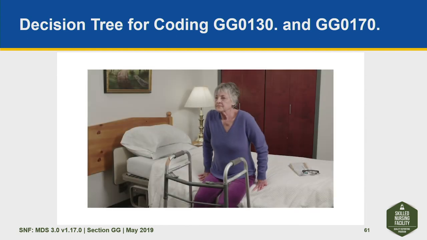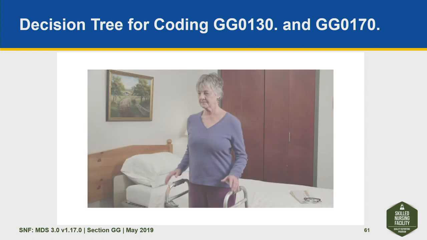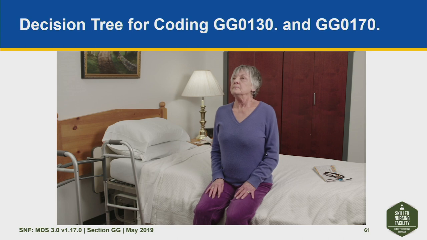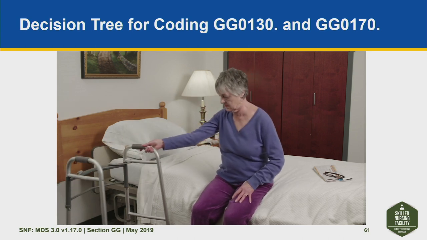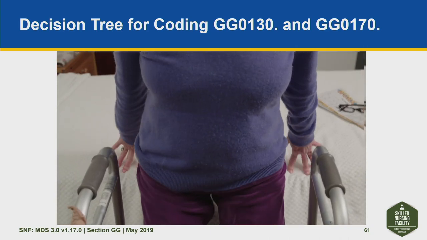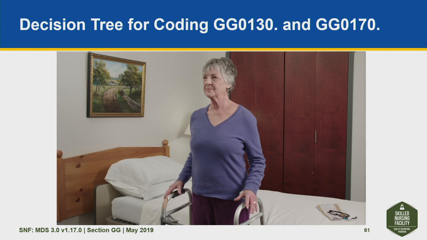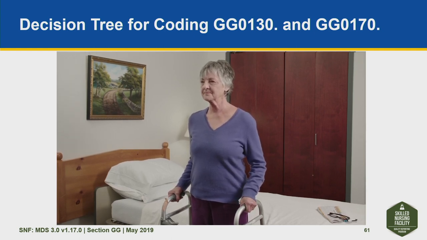Let's view an example of Mrs. Jones completing the sit-to-stand activity independently. In this scenario, Mrs. Jones is sitting up on the side of the bed. She retrieves her walker and places it in front of her. Then, she safely rises to a standing position. Once standing, she holds on to the walker to steady herself. There is no assistance provided by a helper.